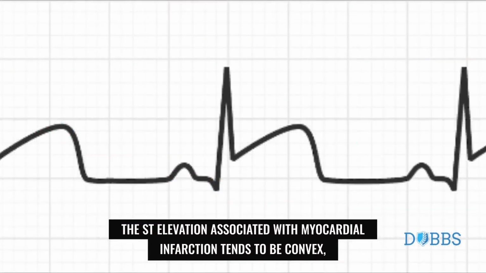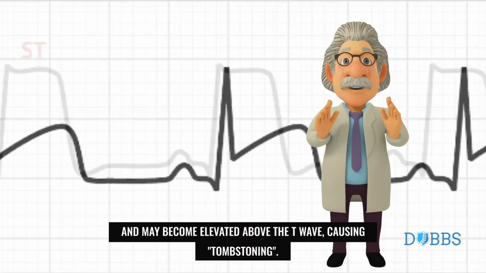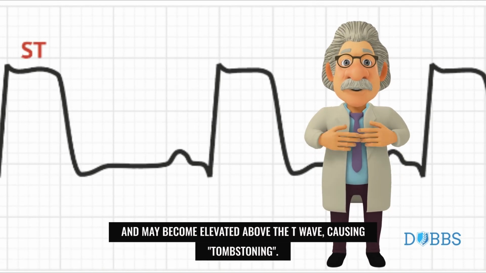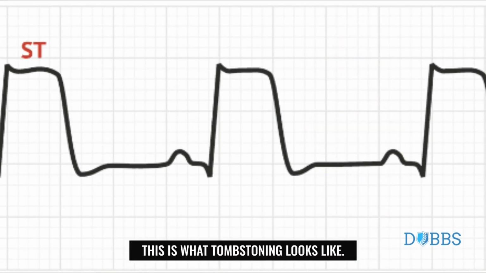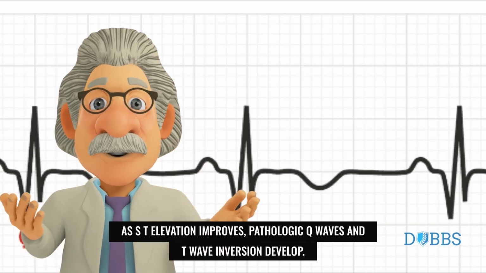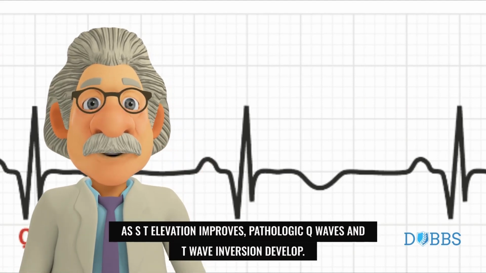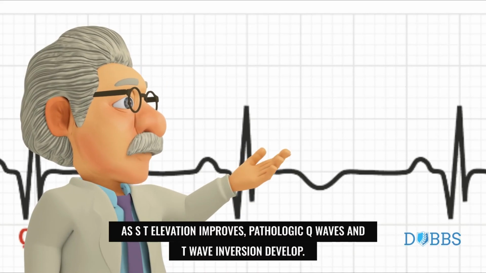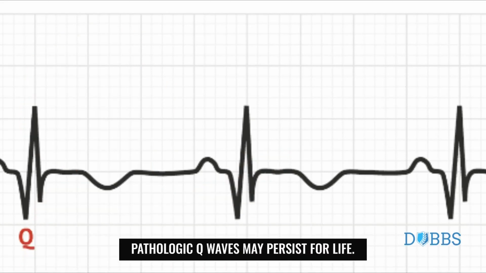The ST elevation associated with myocardial infarction tends to be convex, and may become elevated above the T wave, causing tombstoning. This is what tombstoning looks like. As ST elevation improves, pathologic Q waves and T wave inversion develop. Pathologic Q waves may persist for life.